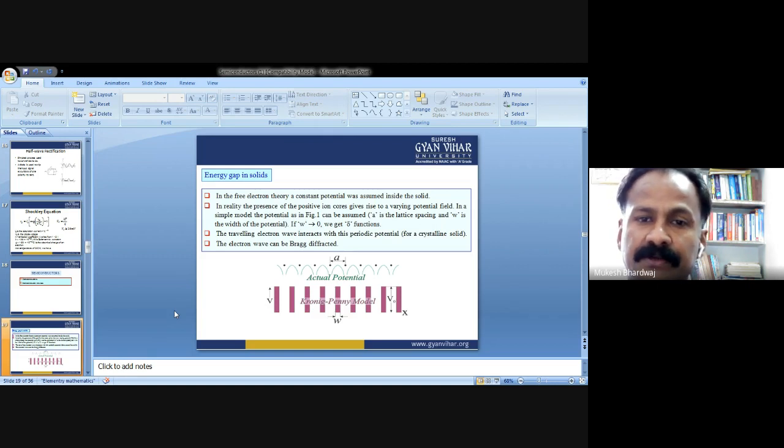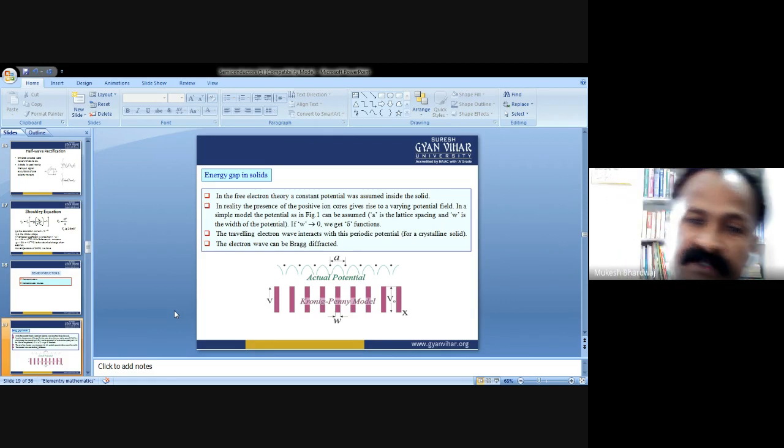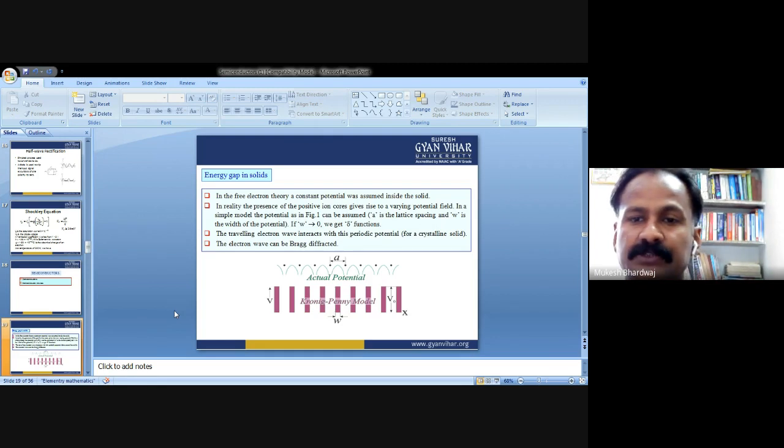In the free electron theory, a constant potential was assumed inside the solid. In reality, the presence of the positive ion cores gives rise to a varying potential field. In a simple model, the potential as in the figure can be assumed. A is the lattice spacing and W is the width of the potential. If the width tends to 0, we get delta functions. The traveling electron wave interacts with this periodic potential in a crystalline solid. The electron wave can be Bragg diffracted, given by Bragg's theory.